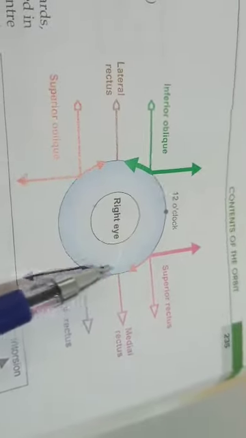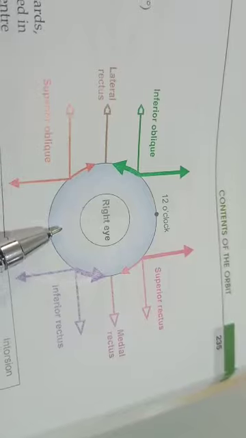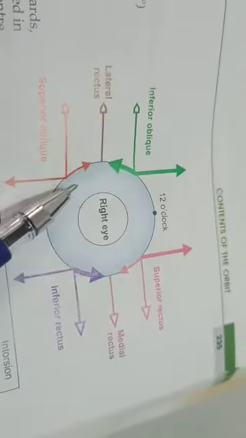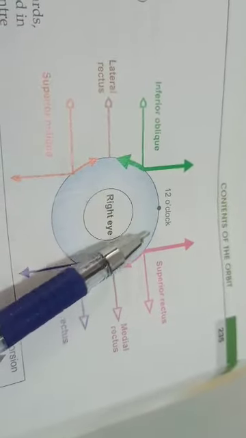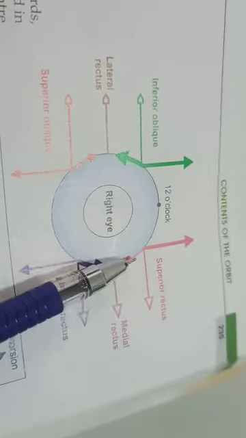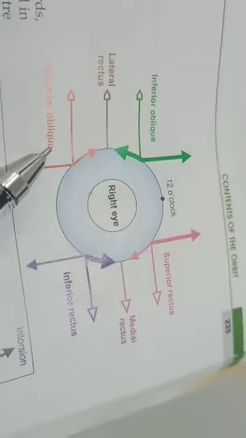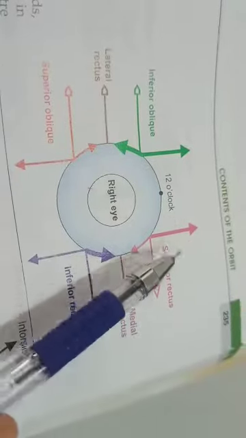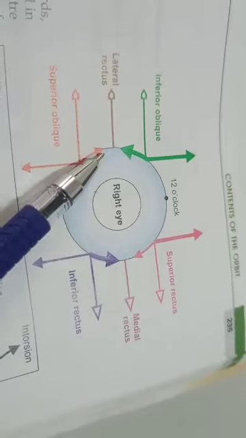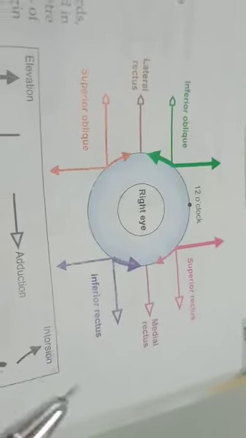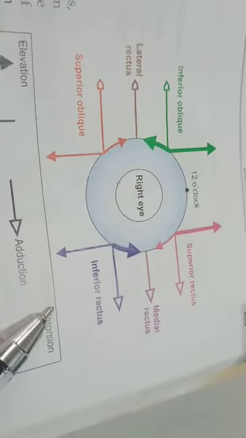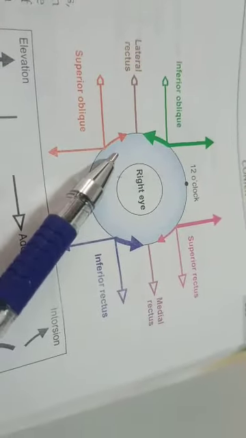This rotatory movement is known as intorsion, and if it is going anti-clockwise, it is known as extorsion. This intorsion is by the superior rectus muscle and also by the superior oblique muscle. So both will help in this rotation. Superior rectus and superior oblique muscle help in the intorsion. This is the word intorsion, the movement towards the clockwise direction like this.